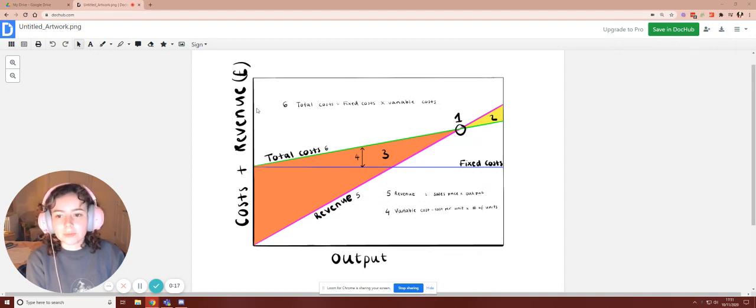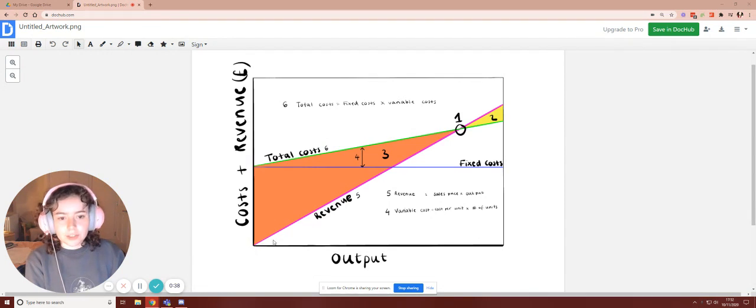And then up here, we have the costs and revenue. So this will be in pounds. And we have several lines that are drawn via this axis. So firstly, we have this horizontal line here, which is the fixed cost. So this is the cost that the business sustains before any product has been bought or sold. And this is just a constant horizontal line.